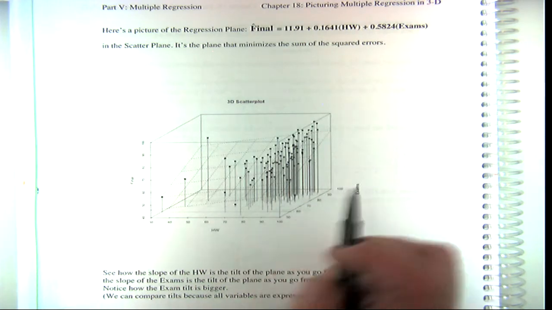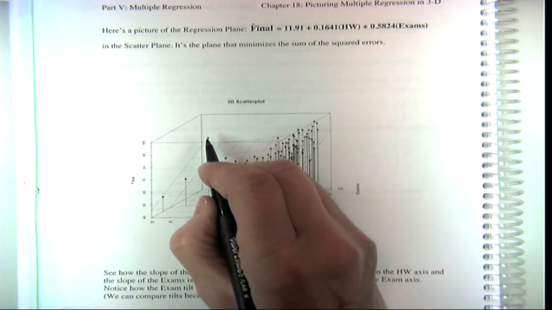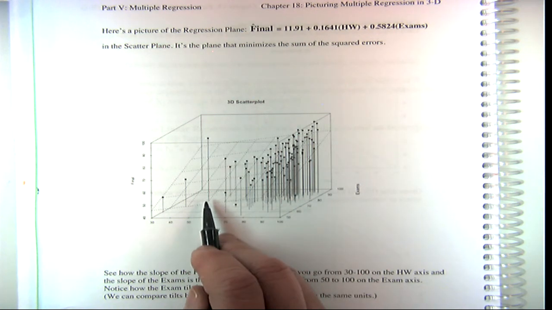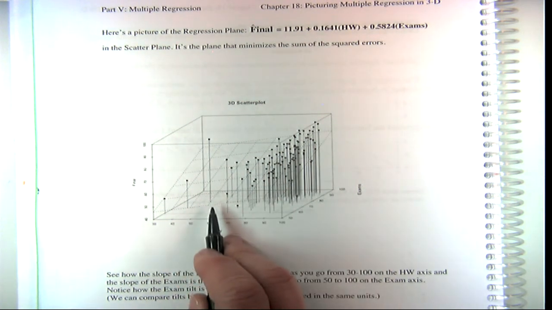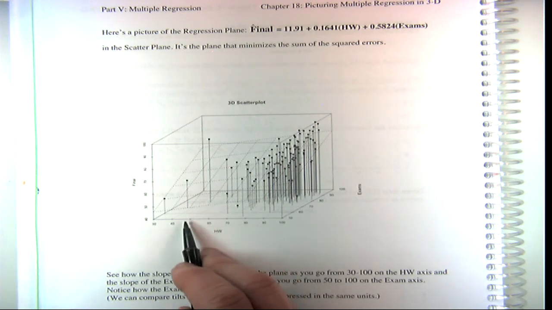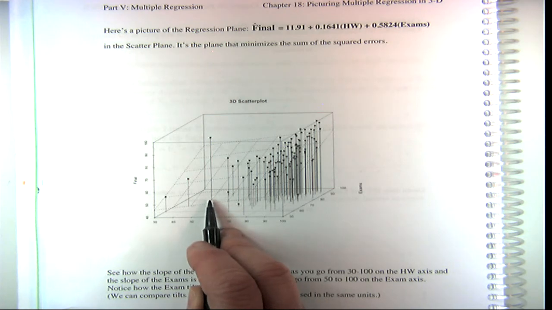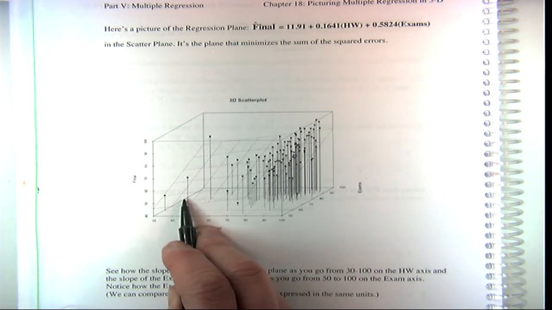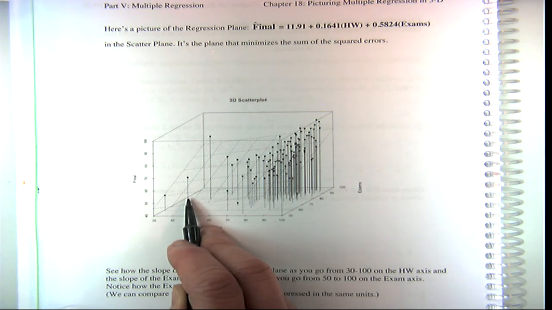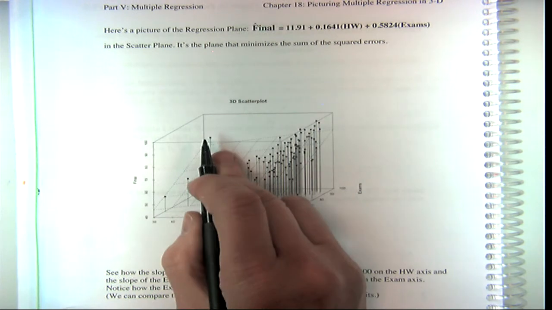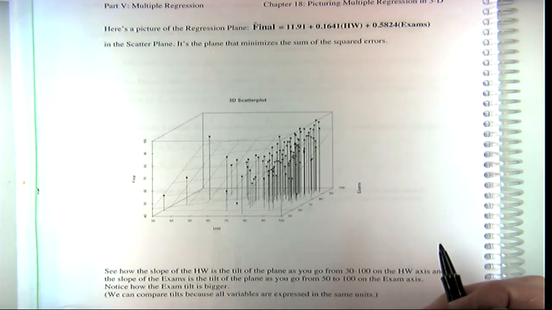What are these errors? Do you see these errors? This person had a huge error. Look at this person. They scored very high on the final. They were predicted to be in that plane because their homework was under 50. Look at that. And their exams were what? 80. Yeah, that's why. They did pretty well in the exam, but still they did very well in the final.